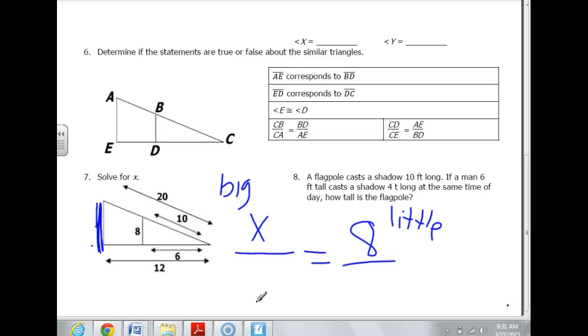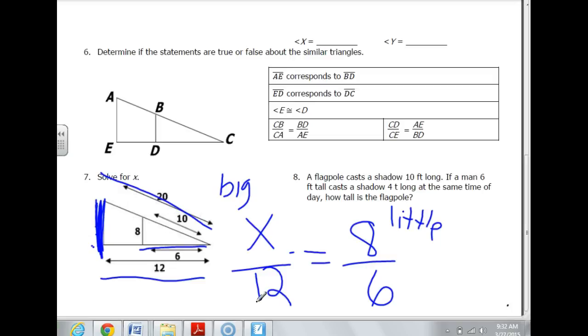So now I just need to choose something else from the big triangle. Do I want it to be the bottom, which is 12, or the top, which is 20? I'm just going to go with 12. Because remember, my first fraction is all about the big triangle, and I'm looking to solve for x. So I went ahead and put my x right here, and now that looks messy. Okay, and I put 12 for the bottom. So what is just like 12 in the little triangle? 6.